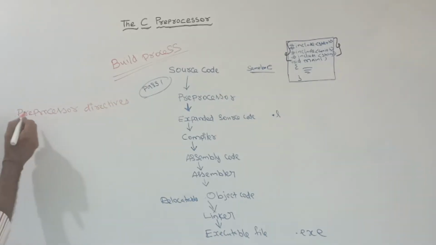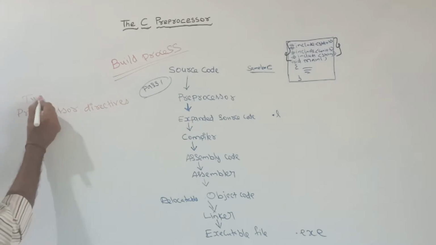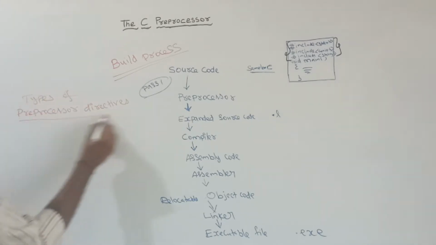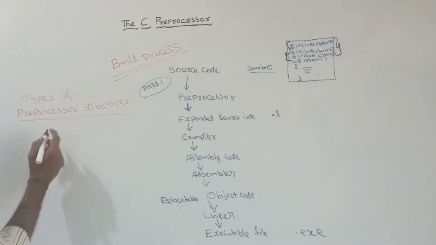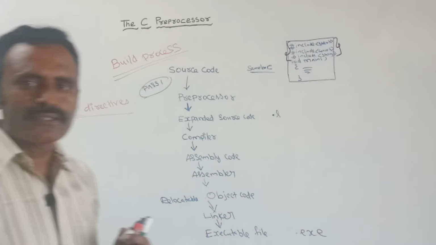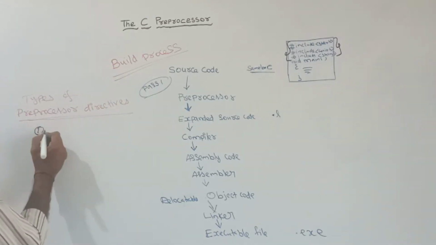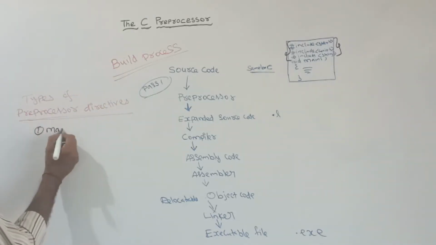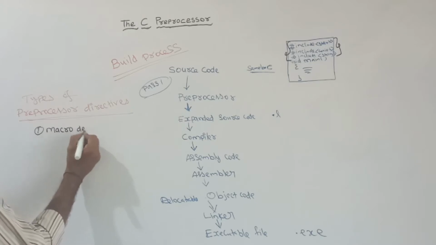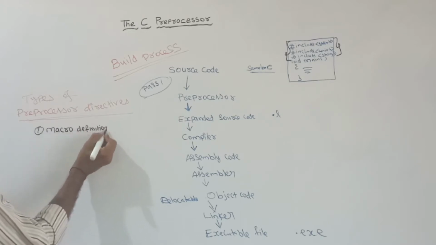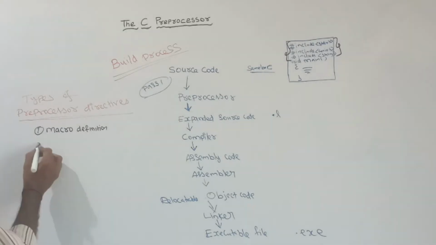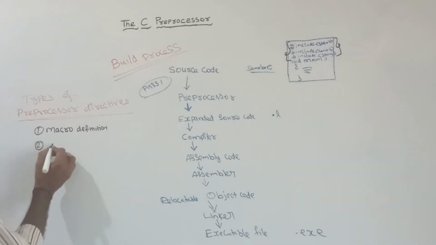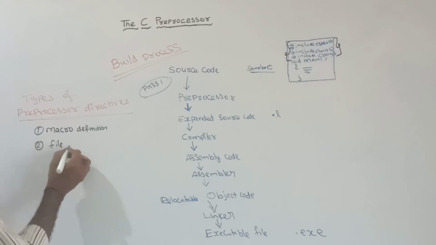Types of preprocessor directives. The first one is macro definition, this is one type. Macro definition or macro expansion. The second one is file inclusion.